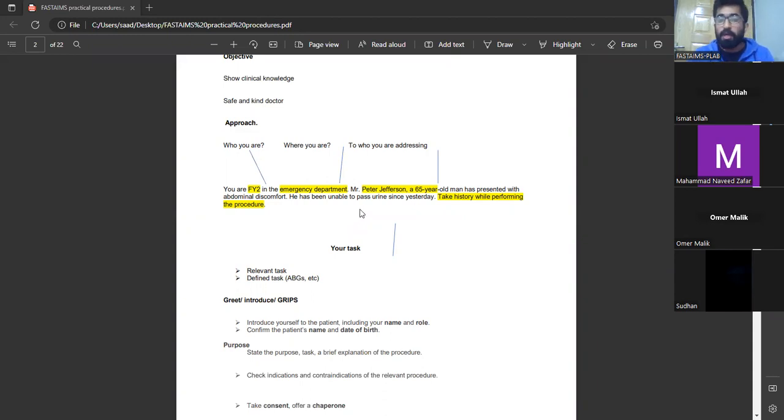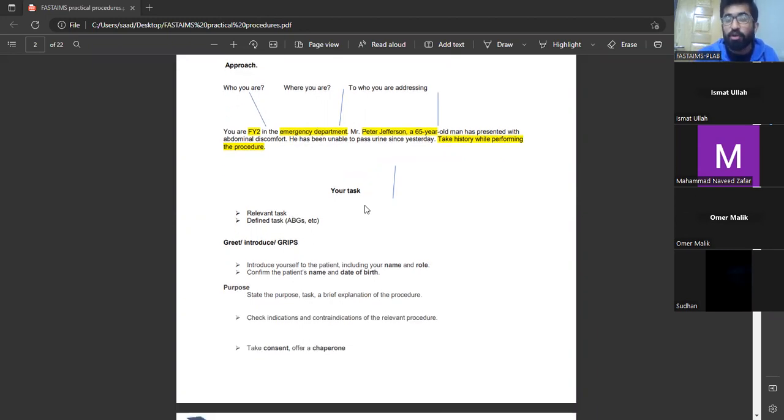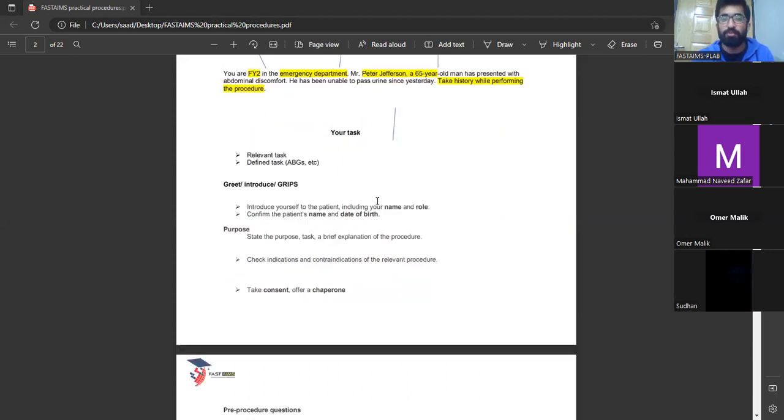And remember, in some scenarios, like in ABGs, you will see that in the task it would be written that the patient is having shortness of breath. Shortness of breath is a symptom. It's not the task that you are given. So don't ask too many questions about shortness of breath. We will be discussing shortness of breath as well in the ABG scenario. So let's move further.